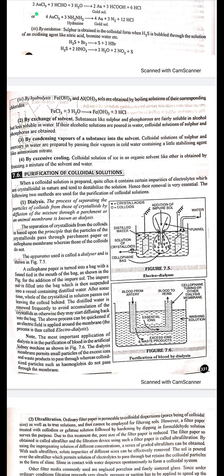By exchange of solvents, substances like sulfur and phosphorus are fairly soluble in alcohol but less soluble in water. If their alcoholic solutions are poured in water, colloidal solutions of sulfur and phosphorus are obtained. Third, by condensing vapors of a substance into the solvent. Colloidal solutions of sulfur and mercury in water are prepared by passing their vapors in cold water containing a little stabilizing agent like ammonium nitrate. Fourth, by excessive cooling. A colloidal solution of ice in an organic solvent like ether is obtained by freezing a mixture of the solvent and water.